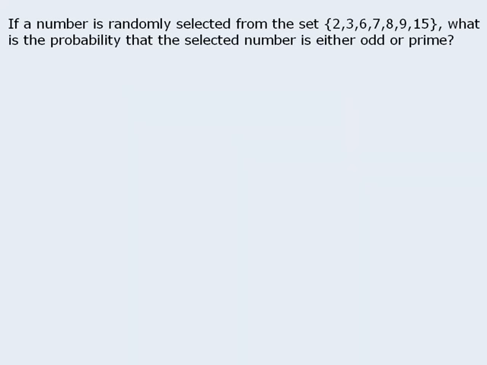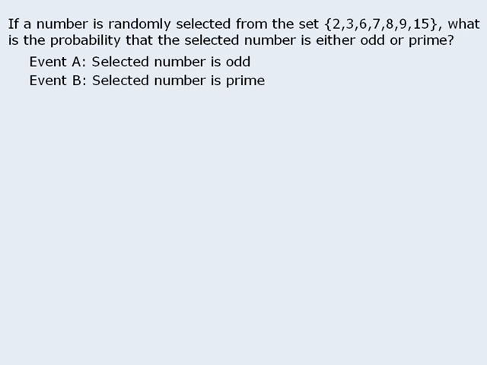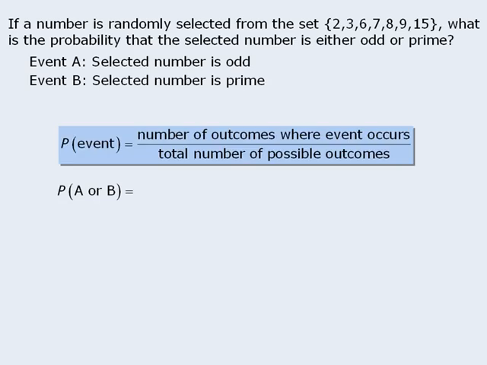Now, for OR questions, it will often be useful to identify the individual events involved. So for this question, we'll say that event A is the event that the selected number is odd, and event B is the event that the selected number is prime. We want to find the probability that event A or event B occurs. To solve this question, we'll use the probability formula. Later, we'll solve the same question using a new formula.